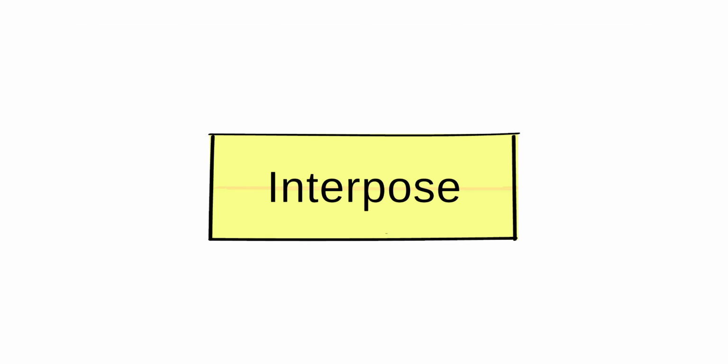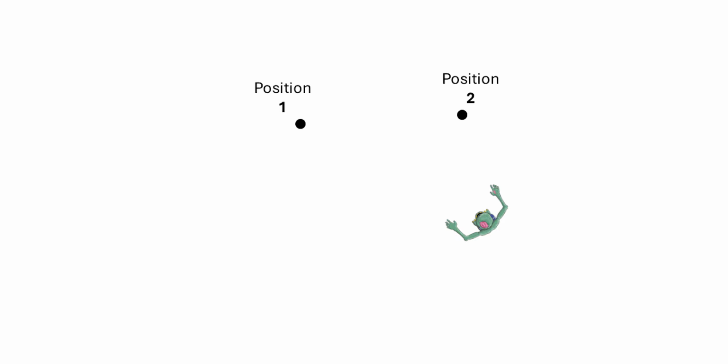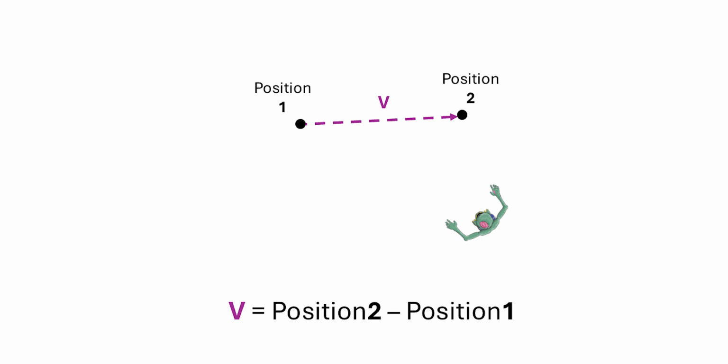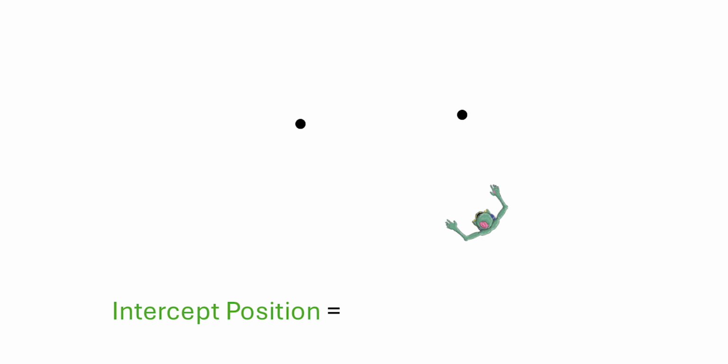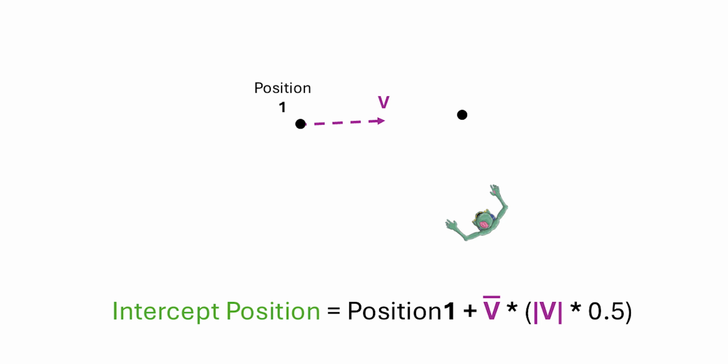Next up, we have Interpose. This is a really simple one to do, but it gives your agent the impression of intelligence. Say we have this zombie, and we want to position it between these other two zombies. We can do this by calculating the vector between the two zombie positions, which we'll call v again. When we have this, we simply use zombie 1's position and add on half of vector v, which is done by multiplying the unit vector of v by half the length of v.